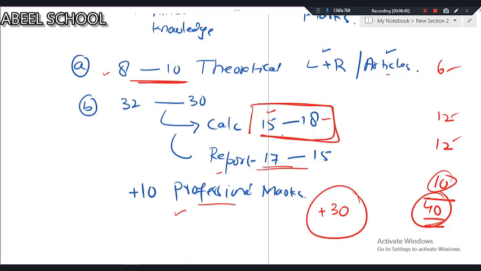Normally students feel very comfortable in the calculation area because they do a lot of practice in it. So calculation normally in AFM does not disturb the students. They automatically master that area and become really good in it. Where you have to put in the effort is the theoretical area.